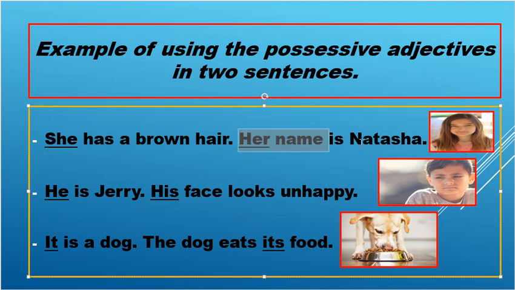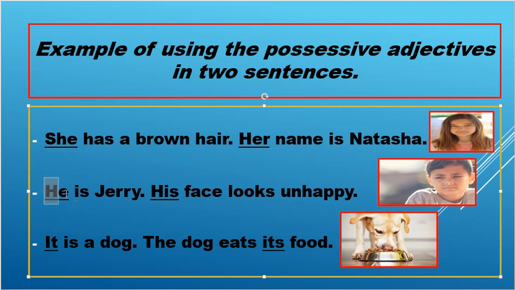Her name is Natasha. So one sentence from here, then full stop, and then you come out with her name is Natasha. That is the second sentence. So you have composed two sentences using the subject pronoun and the possessive adjectives. Sometimes you can use only one, but now you can use two.